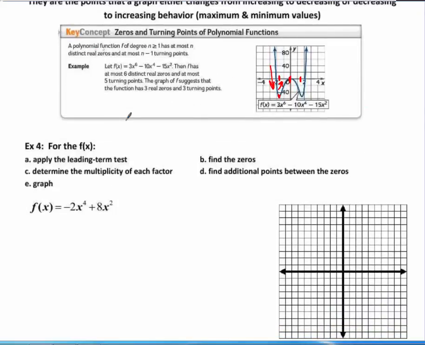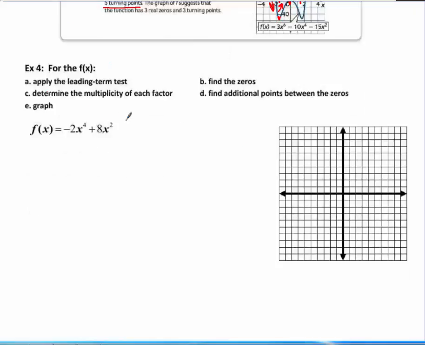Just remember that a polynomial function has at most n distinct real zeros and at most n minus 1 turning points. So what that means is whatever this number here is, the highest degree, that means it has 6 real zeros at most, and it has 5 turning points. All right, so let's take a look at this one.